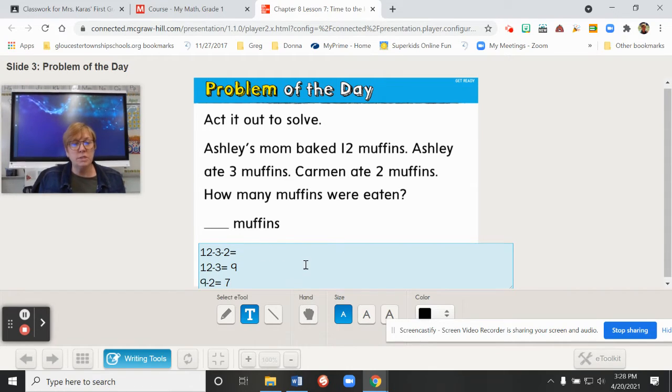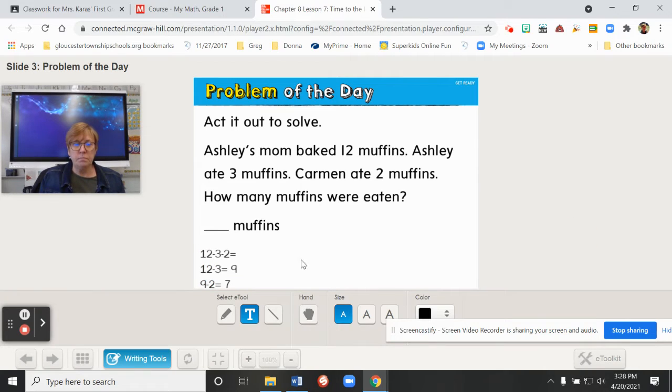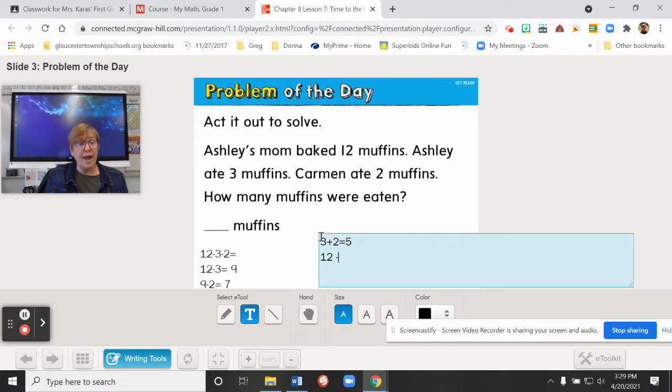The other way you could solve it is you could say, all right, there were 3 plus 2 muffins equals 5. That's how many were eaten. But now you have to take the 12, subtract the 5, and then you would still get 7.